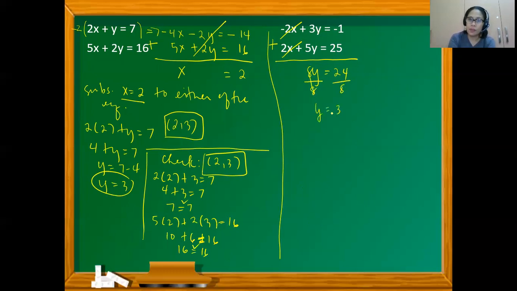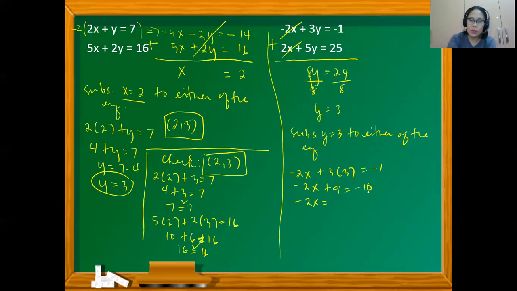So y equals 3. So if y equals 3, then substitute y equals 3 to either of the equations to solve for the other variable x. So if we're going to use the first equation, we have negative 2x plus 3 times 3 equals negative 1. So negative 2x plus 9 equals negative 1. So negative 2x, transpose 9 on the other side.